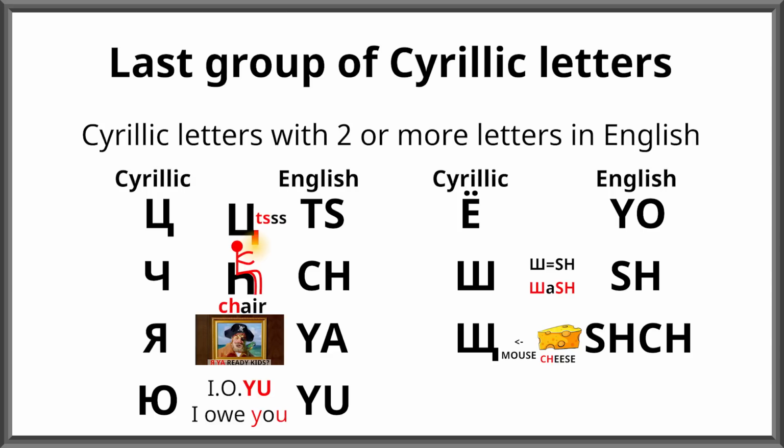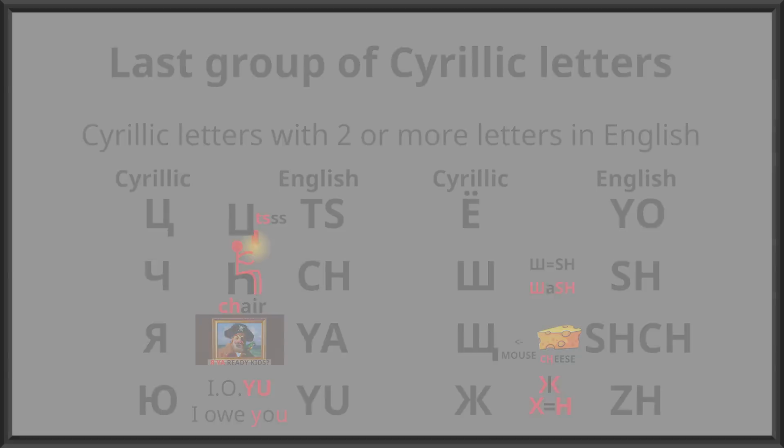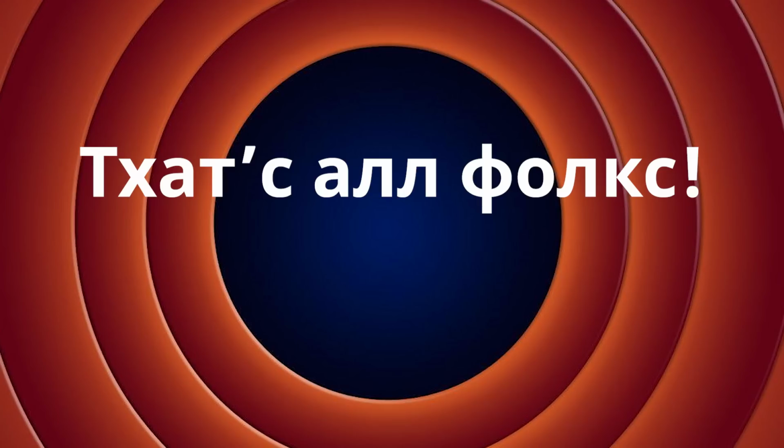Now the last letter is the Cyrillic ZH, which kind of looks like a star. The way I memorize this is that the star contains an X, which is already a H, so we just add a Z in front of it. Well, that's all I can teach you, I guess.